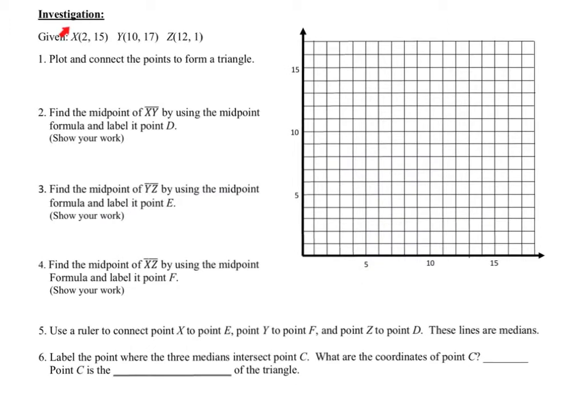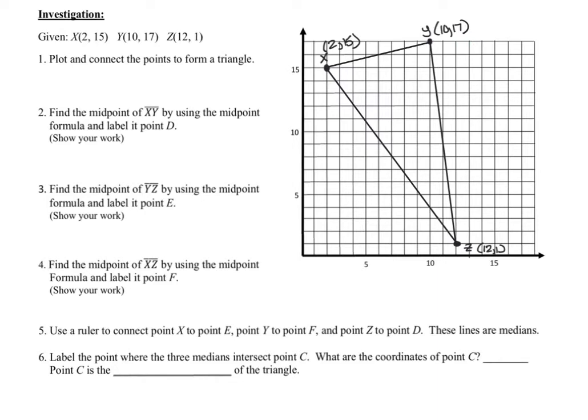Let's take a look at this investigation, first by graphing the triangle given by these points. Now that we've plotted and connected the points from the triangle on our graph, we're going to find the midpoint of segment XY by using the midpoint formula and label it point D. So segment XY is right here. We're going to be using 2, 15 and 10, 17.